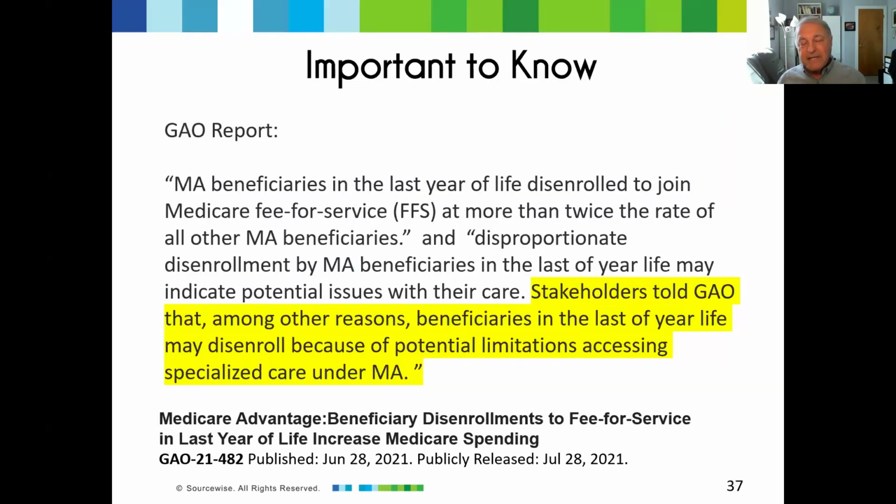The Government Accountability Office wanted to look at why people who turned out to be in the last year or two of life tried to get out of Medicare Advantage and go back to original Medicare. This is from their report. They said stakeholders told GAO that among other reasons, beneficiaries in the last year of life may disenroll because of potential limitations accessing specialized care under Medicare Advantage.